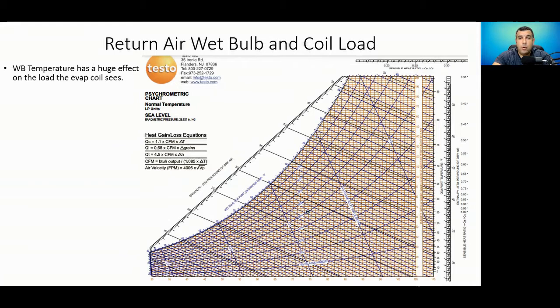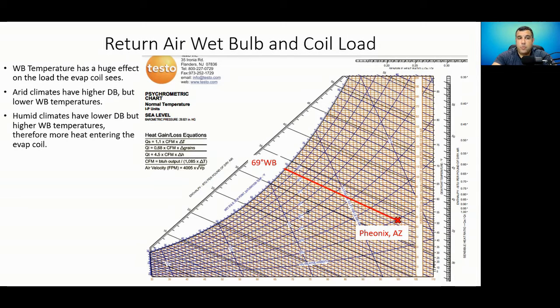Return air wet bulb and coil load. Wet bulb temperature has a huge effect on the amount of heat load that the evaporator coil sees. And so, for example, in arid climates like Arizona, you may have a higher dry bulb temperature that hits that evaporator, but lower wet bulb temperature. For example, Phoenix, Arizona, if we're looking at outdoor design conditions, it may be 100 degrees outside in Phoenix, Arizona, but notice that our wet bulb is only 69 degrees. Now, let's compare that with a more humid climate. Humid climates may have a lower dry bulb temperature, but higher wet bulb.